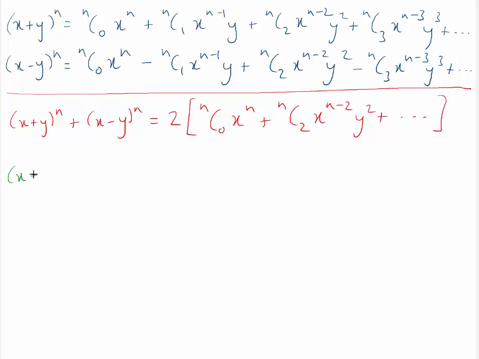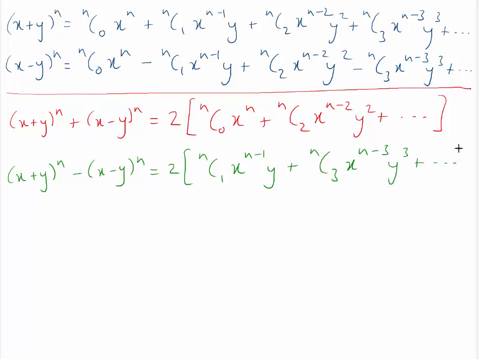Similarly, if we subtract (x−y)^n from this, meaning (x+y)^n − (x−y)^n, in this case the first term will get cancelled, the third term will get cancelled, and so on. The second term will become double because of minus of this. So this will become 2 [nC1 x^(n−1) y + nC3 x^(n−3) y^3 + ...].